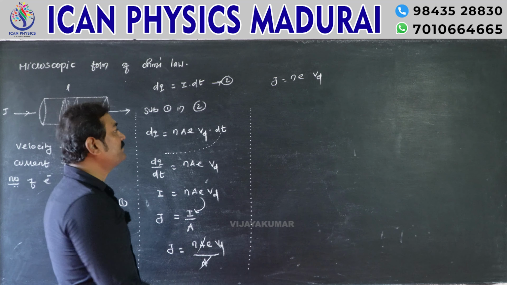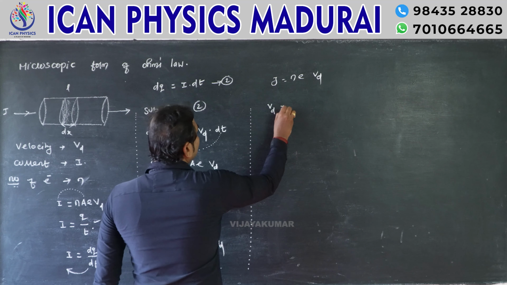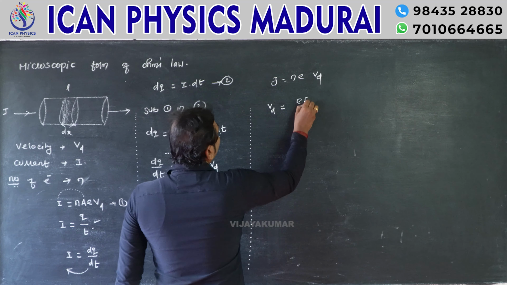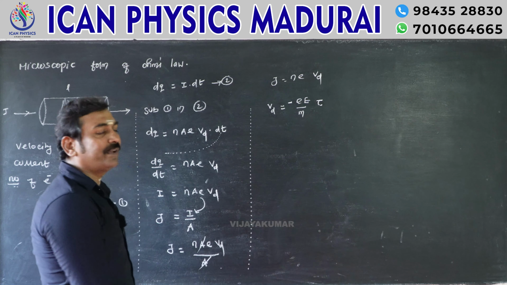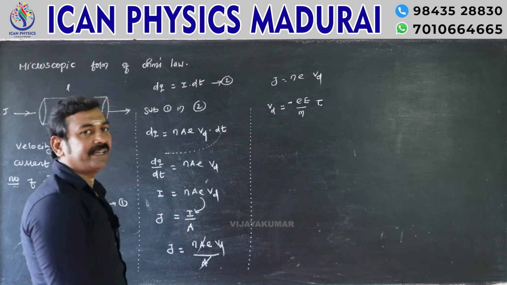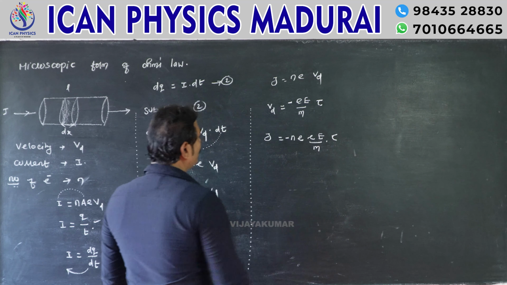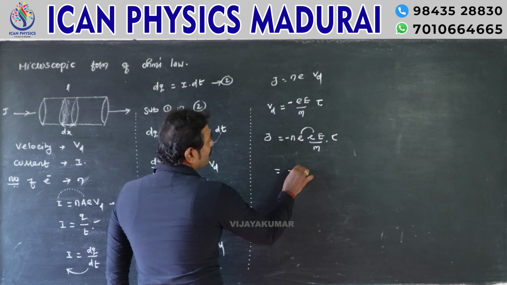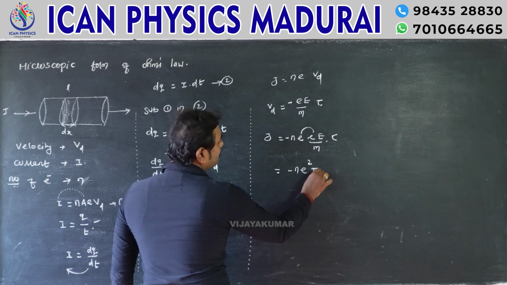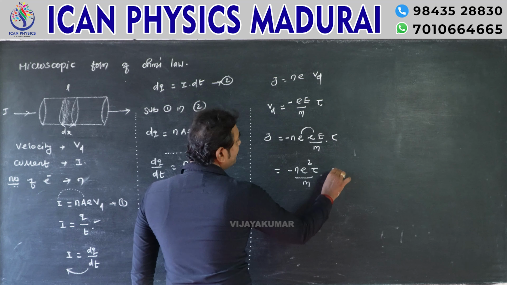So what is the expression for drift velocity? Drift velocity equal to E by M into tau, where the electron is flowing in the opposite direction. Now substitute the value. So J equal to NE into drift velocity, minus E by M into tau. Now E into E becomes E squared. So minus NE squared tau by M into E.